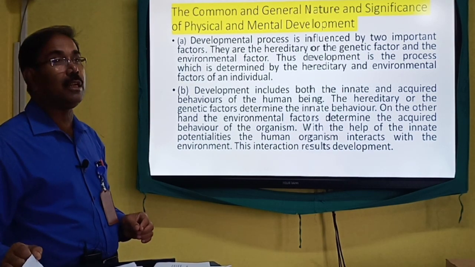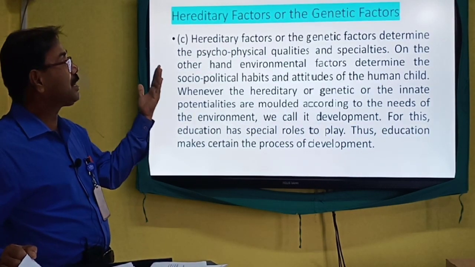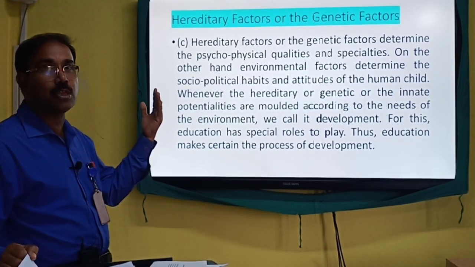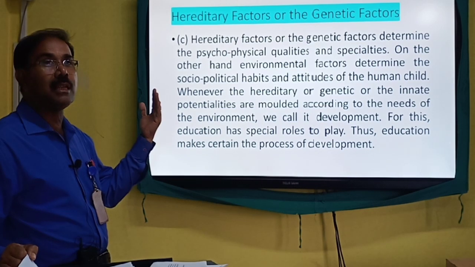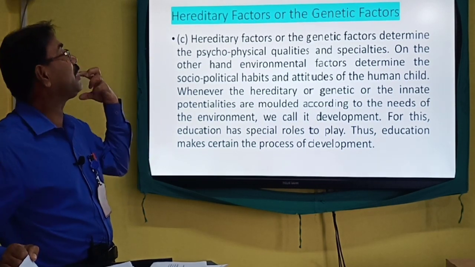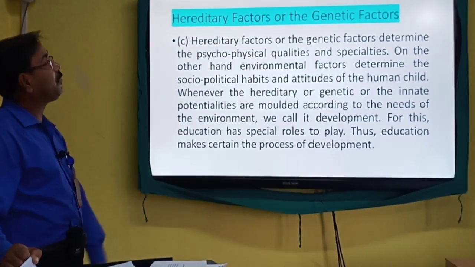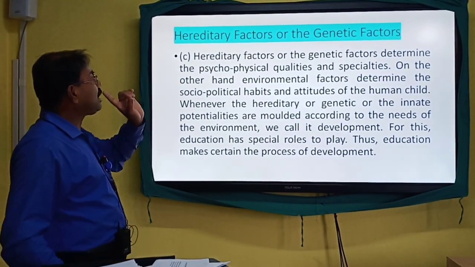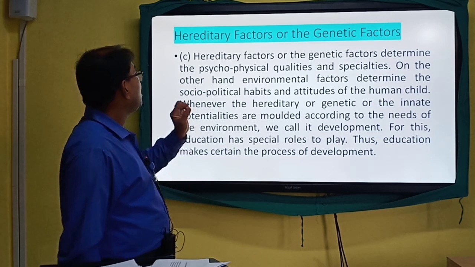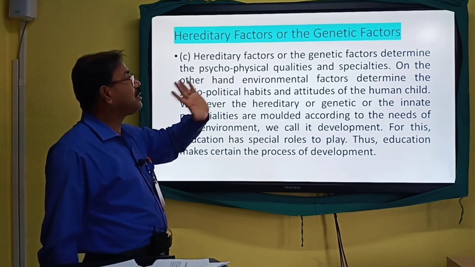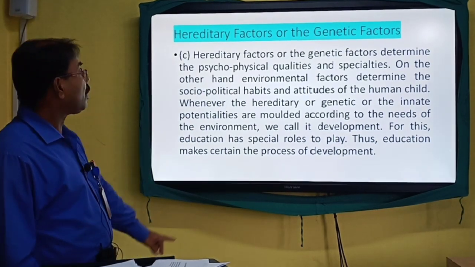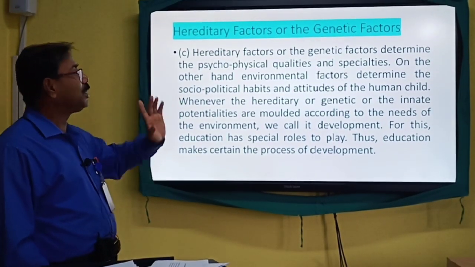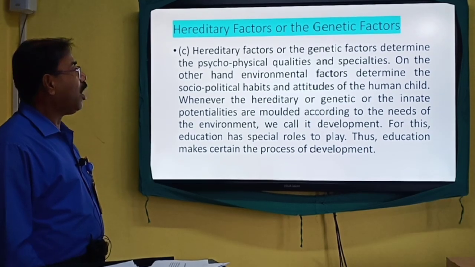we are certainly to understand the specialities of the genetic factors, how genetic or hereditary factors influence human life. At the same time, what is the impact of environmental conditions or factors? Hereditary factors or the genetic factors. This one is third. See, hereditary or genetic factors determine the psychophysical qualities and specialities. On the other hand, environmental factors determine the socio-political habits and attitudes of the human side.